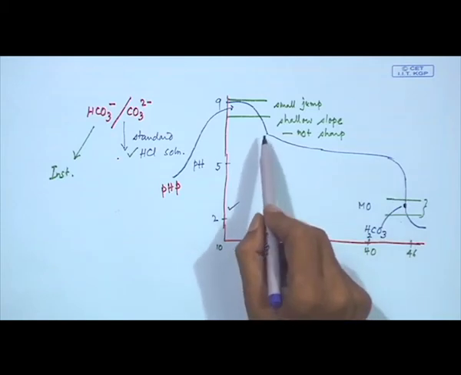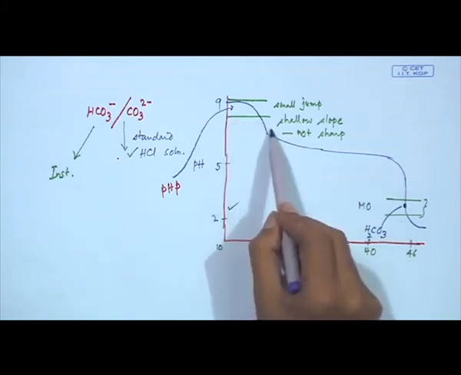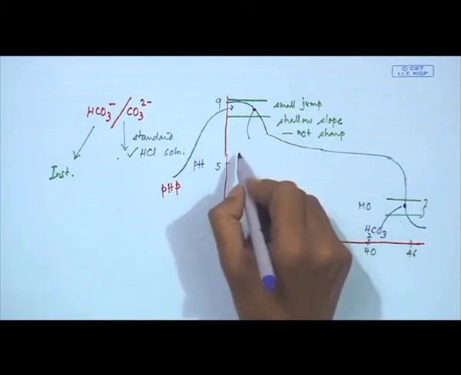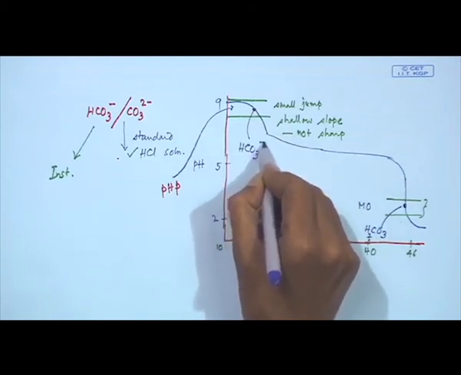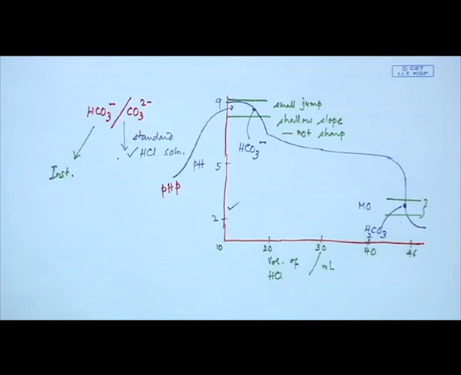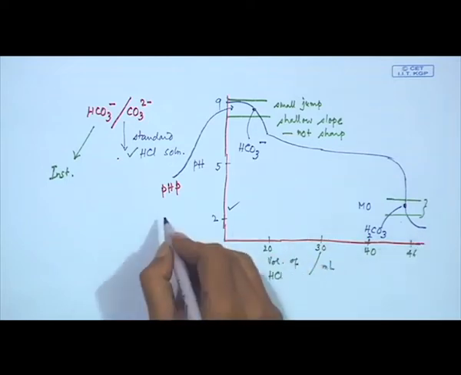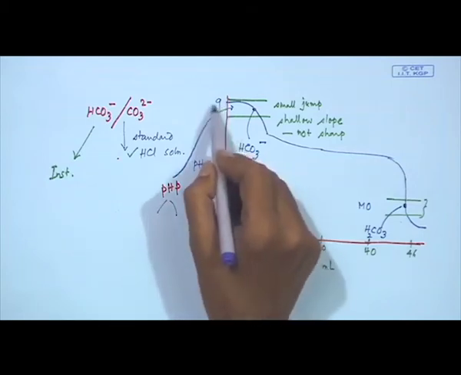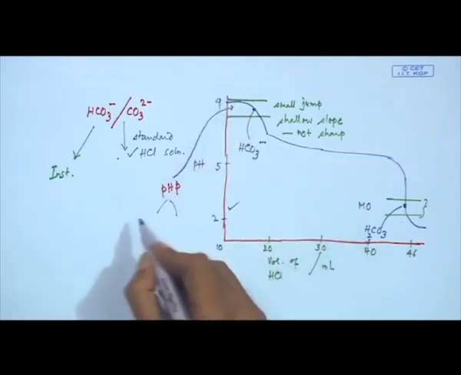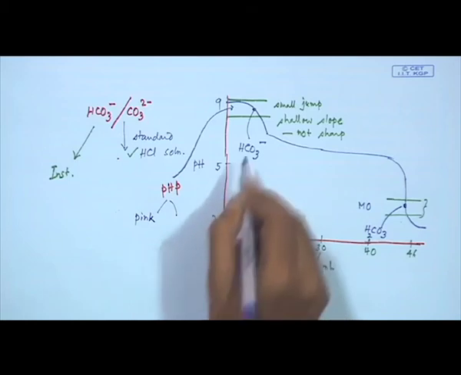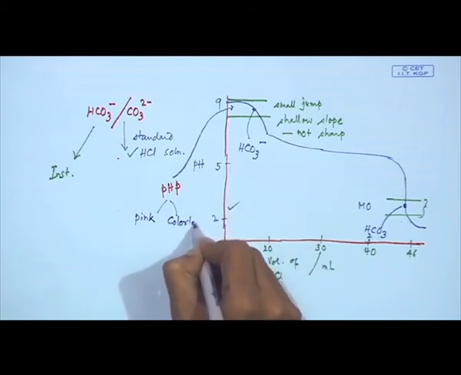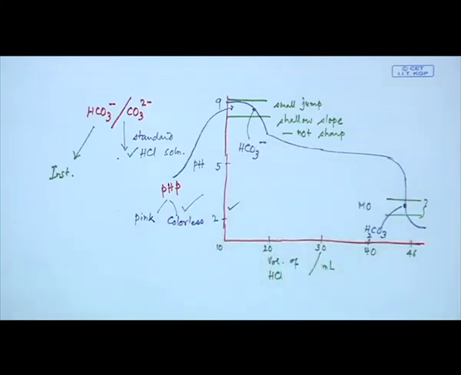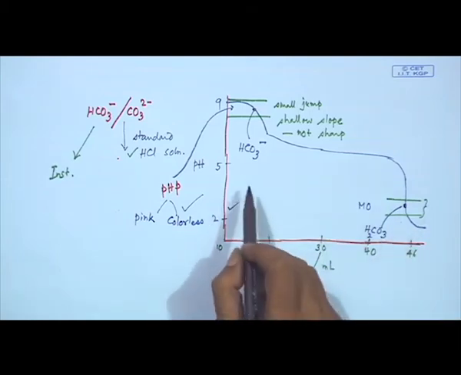And here, the color change from pink to colorless for phenolphthalein, at this midpoint, is for the formation of HCO3 minus. So, we get the corresponding change. Phenolphthalein originally, in the basic condition, is pink, and when it changes to this range, going to more acidic condition, you have colorless. So, you do not have to bother about the use of multiple indicators.